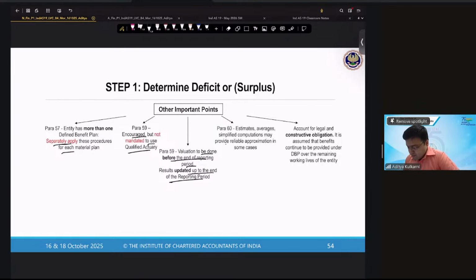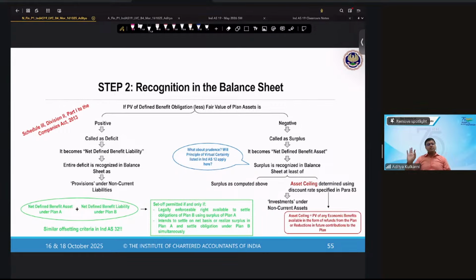Estimates and averages may provide a reliable approximation in some cases. Account for both legal as well as constructive obligations. Okay, are we okay with this? Any doubts so far? Yes, if theory hai. Okay.